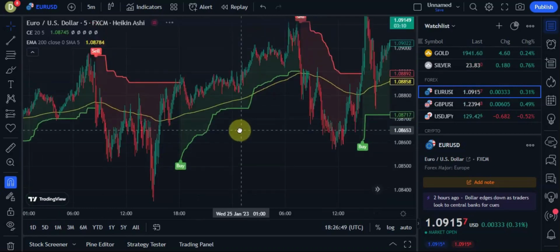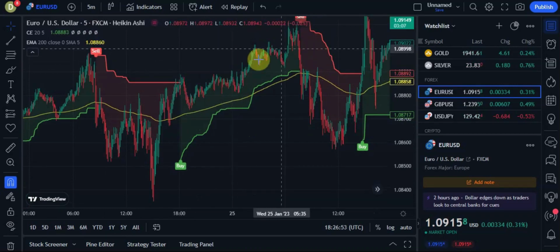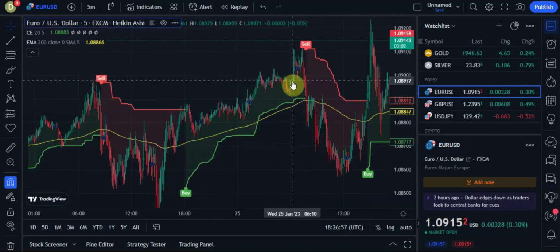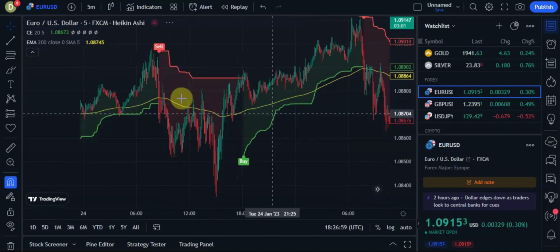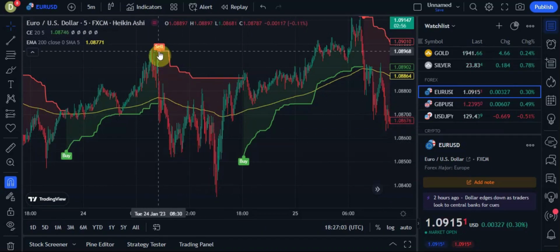Let's go again over here, another section where our market is going upwards, and we've got a buy signal here again, guys. So this is a very, very accurate indicator strategy here. Here we have another section where it's going downwards again, and we've got another sell signal. Okay, guys, so you guys could give this strategy a try and hopefully get some profitable results.